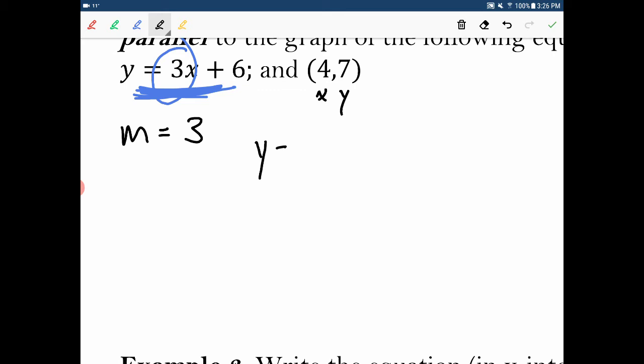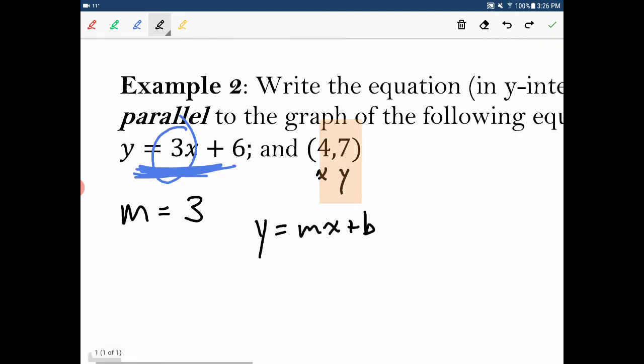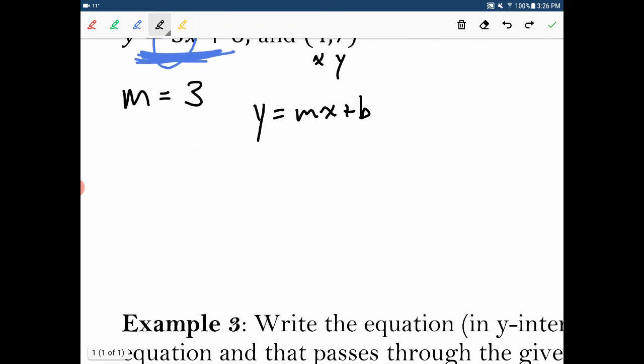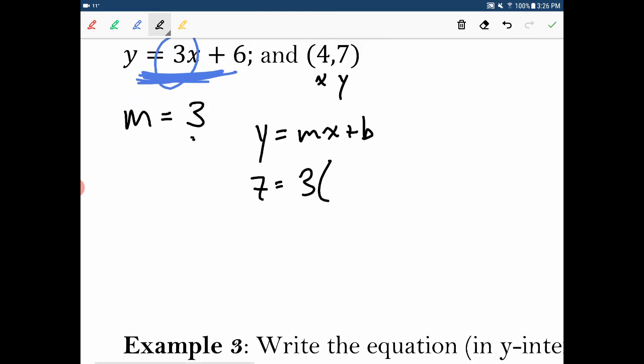So let's say y is equal to mx plus b. And we say, well, now I know that y is equal to 7. I'm just subbing everything in at the same time here, which is, of course, allowed. We know that m is equal to 3. That's right there. And then we know x is equal to 4. The only thing we don't know is b. That's no big deal. So we'll say 3 times 4 is equal to 12. So we have 7 is equal to 12 plus b.